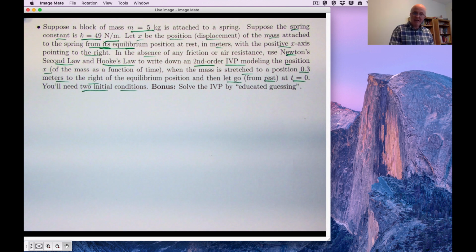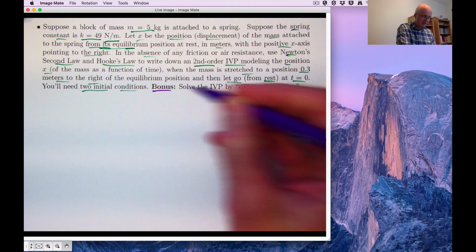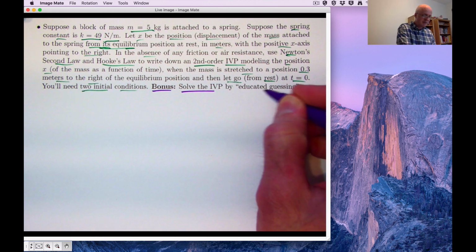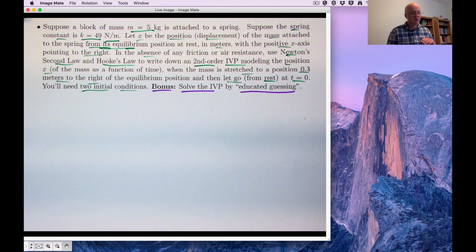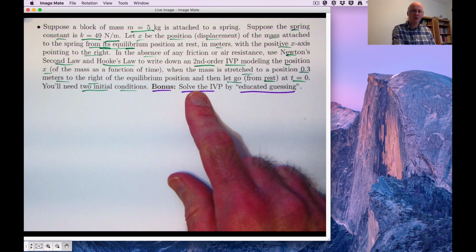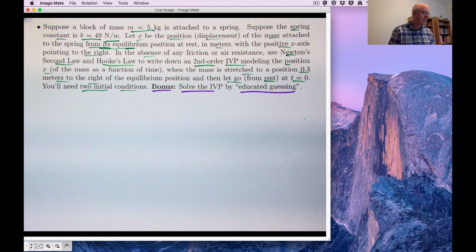I have not asked this in my Calc 2 classes when I asked this problem, but I have in my differential equations classes. As a bonus, solve the IVP by educated guessing. So if you're one of my Calc 2 students, you won't necessarily need to know how to do that, though you should understand what I'm going to show you when I do the bonus. And if I asked you to verify the solution, you should be able to do that, my Calc 2 students. Just the educated guessing is a little bit beyond our course, though I will give some intuition behind the guess.